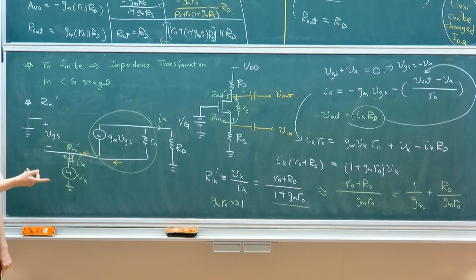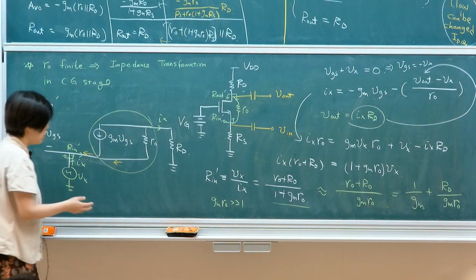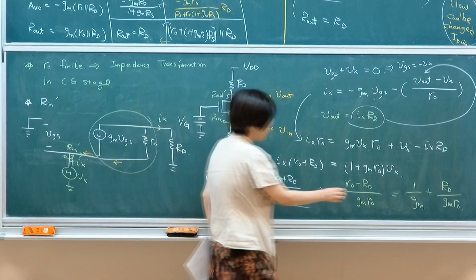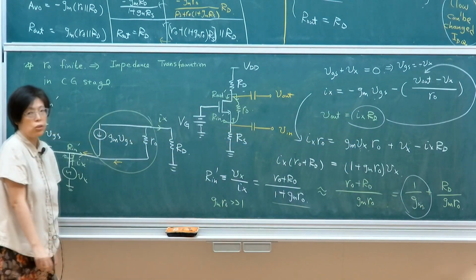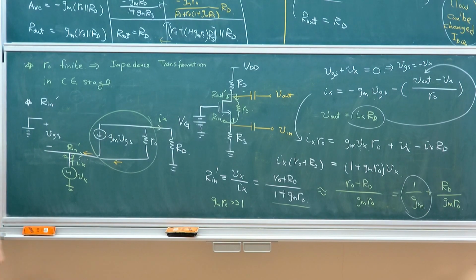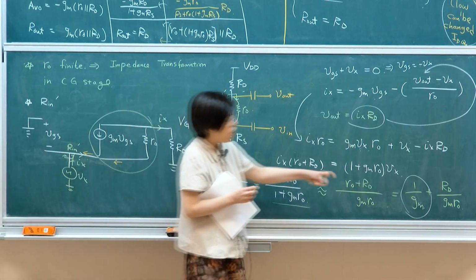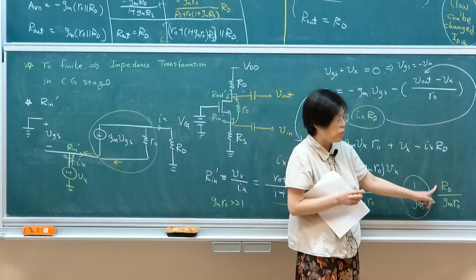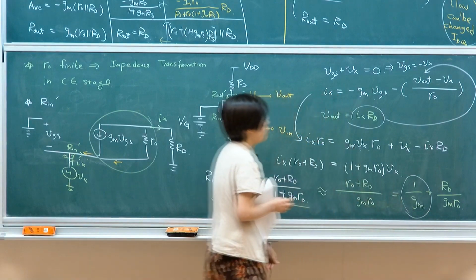It's very similar to what we have done. If you look at the equation, what happened is that when RO becomes infinite, you actually see 1 over gm, right? And only when RO is not infinite will this output resistance then be seen at the input terminal.